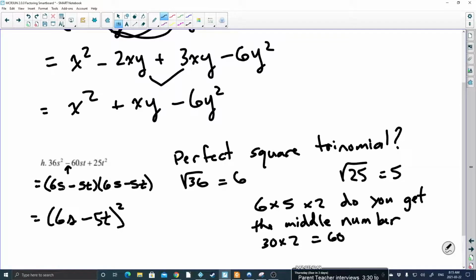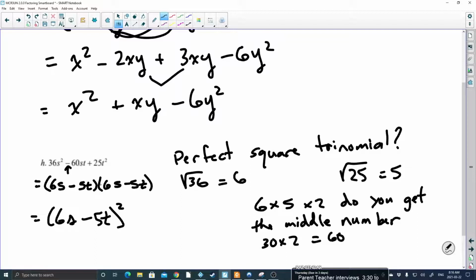And if you foiled that, 6s times 6s is 36s squared. And then you'd have a 6s times a minus 5t, and then another 6s times a minus 5t. And there's where the 6s minus 5t comes from, which gives you that double of the 6 times 5, okay? So that's a special case in two different ways. One of them being that it is a perfect square trinomial, and secondly, because it does have the two letters in it.